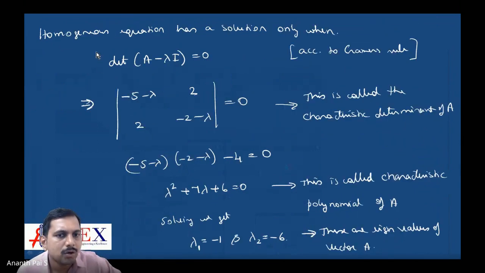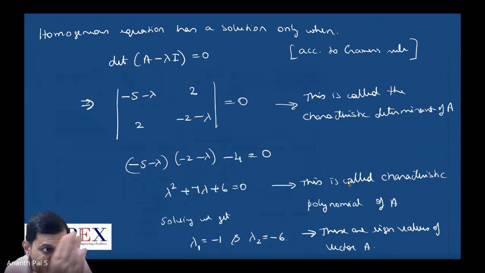Next, now this equation, so the homogeneous equation has a solution only when the determinant of this is equal to 0. So you find this determinant, which should be equal to 0. We found the determinant and it is called the characteristic polynomial. When you solve this characteristic polynomial, you get the eigenvalues. Corresponding to every eigenvalue, there is an eigenvector. It's not one. If it is a 2 by 2 matrix, there are 2 eigenvalues and 2 eigenvectors.